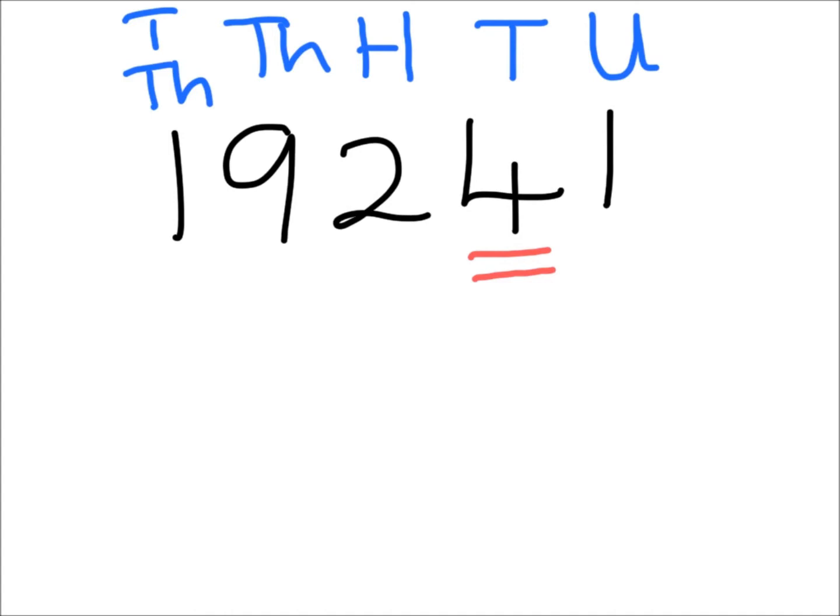As in the previous example, we're looking at the digit that's been underlined and asking ourselves which place value column it's in. In this case, the 4 is in the tens column. So 4 tens, what is the value of 4 tens? 4 tens have a value of 40.